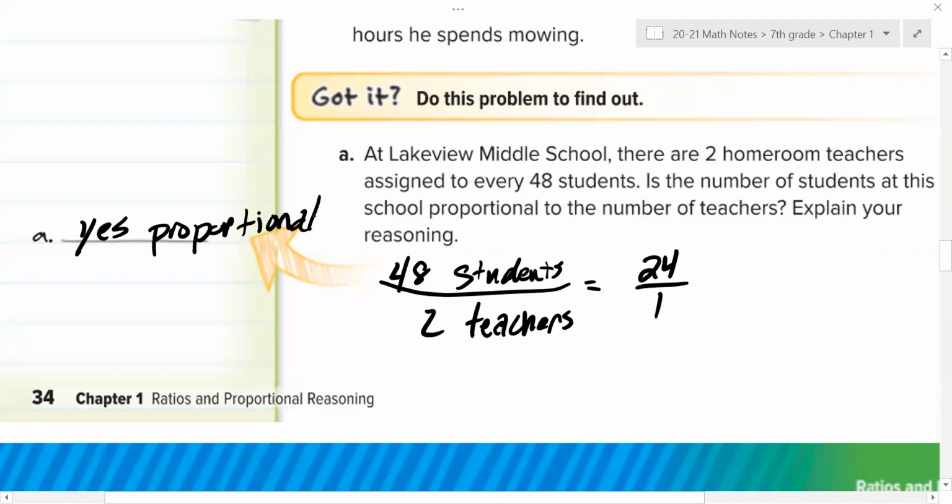How about I word this in my notes? Yes, proportional at a ratio of 24, because that simplified is just 24, if I could write today. There we go.